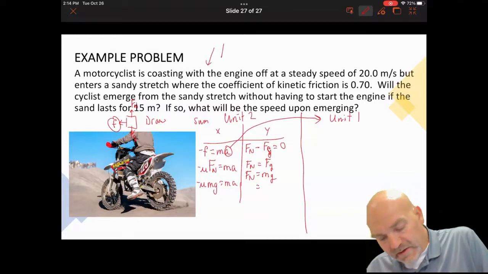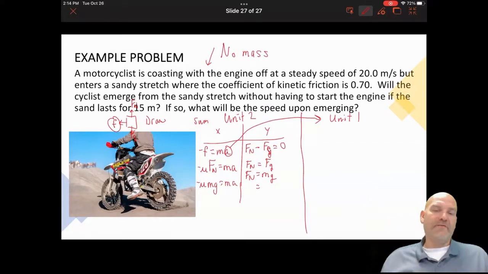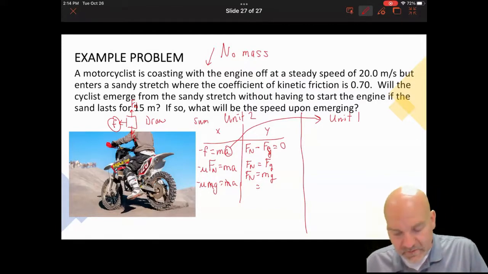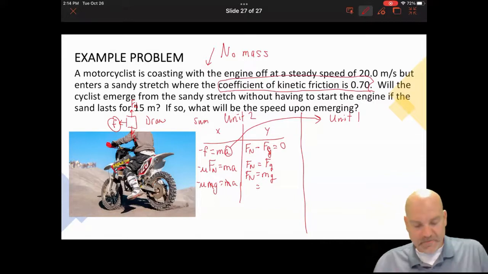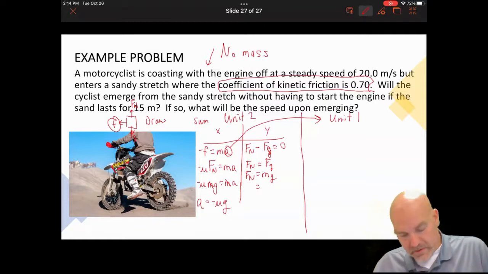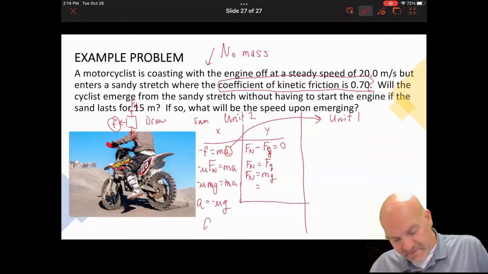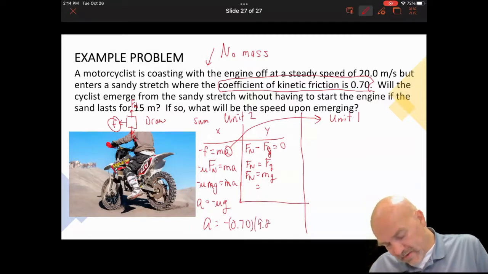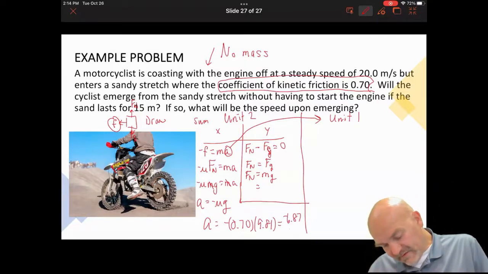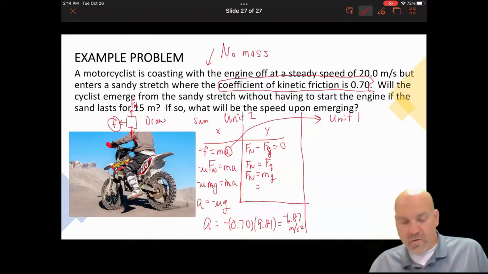But one thing, notice that this problem does not give us mass. So we do have to go through and solve everything out to get a relationship with the numbers that we have. And really, for dynamics, the only number we have is the coefficient of friction. And so my acceleration is going to be negative mu g. Right? And so now I'm going to find my acceleration, negative 0.7 times 9.81. And my acceleration is going to be negative 6.87 meters per second squared.